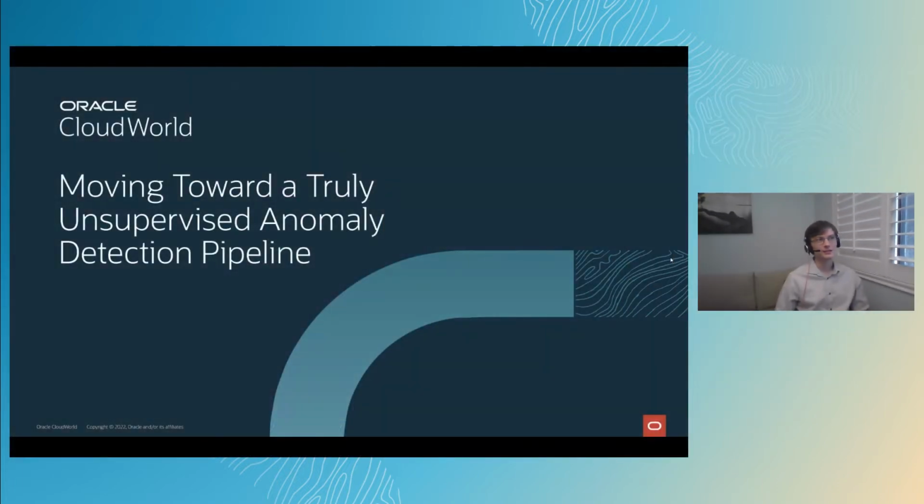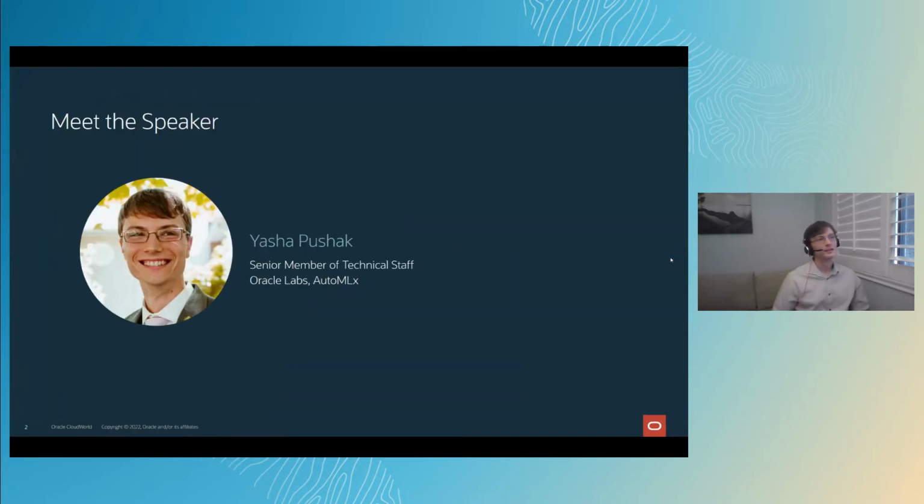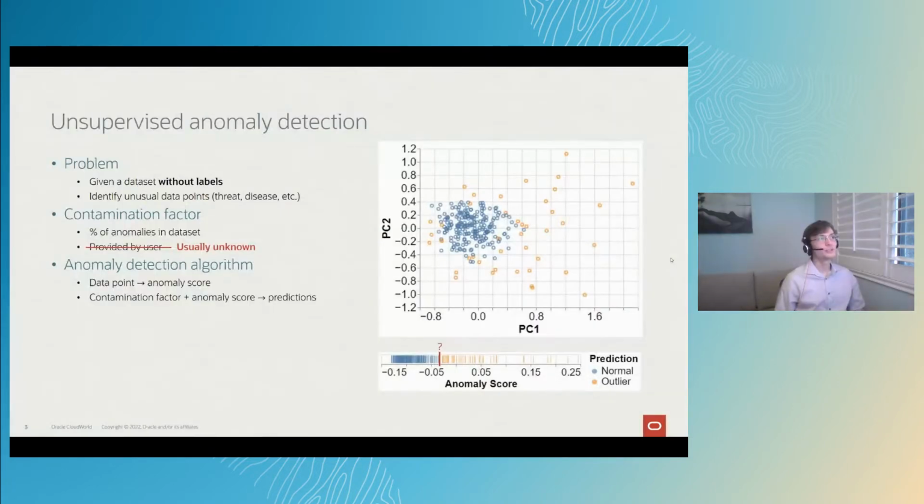Automated machine learning has recently made great improvements in terms of making machine learning easier to use. But how does it work when you don't actually have any labels for your dataset, which means that it doesn't know when a model is doing a good job? I'm a senior member of technical staff on the Oracle Labs AutoMLx team, and today we're going to talk about unsupervised anomaly detection, which is exactly this.